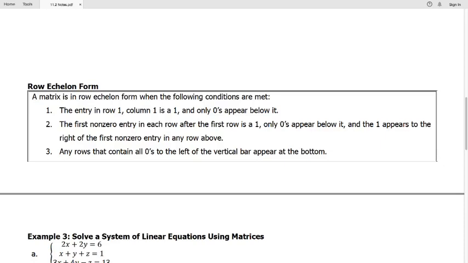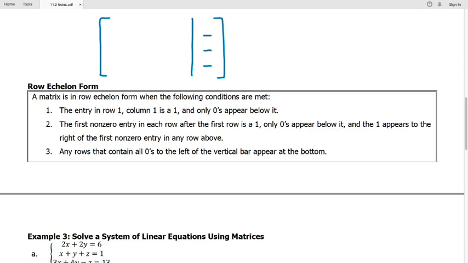When I draw it out, it might be a little bit more clear. Any rows that contain all zeros to the left of the vertical bar, so to the left of what would be that equal sign, appear at the bottom. So when we look at an augmented matrix, we have row echelon form if the following is true. So let's imagine we've got a 3 by 3, and this is the bar that would separate the equal sign. Okay, and we've got 3 numbers in there.